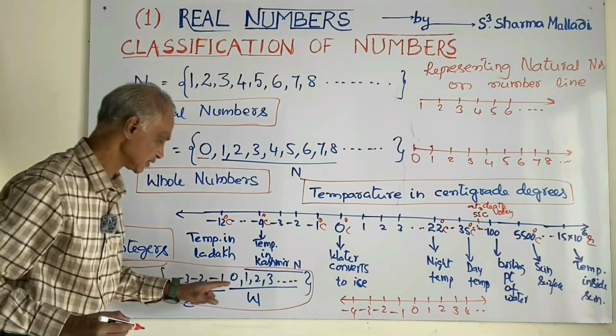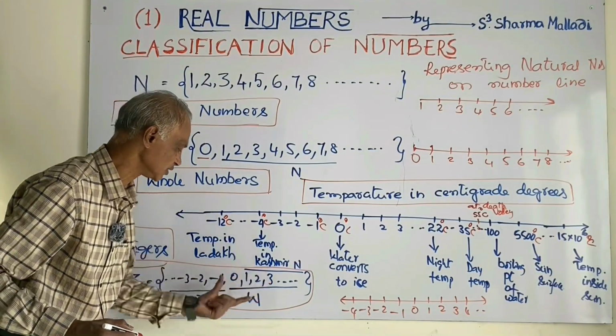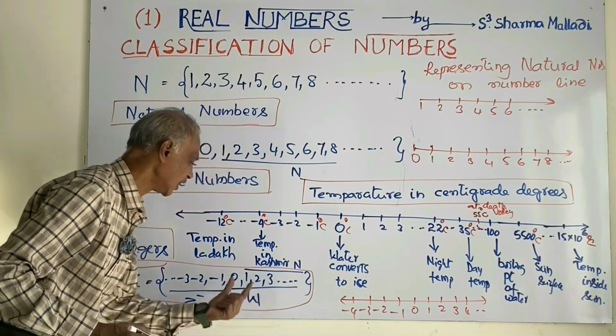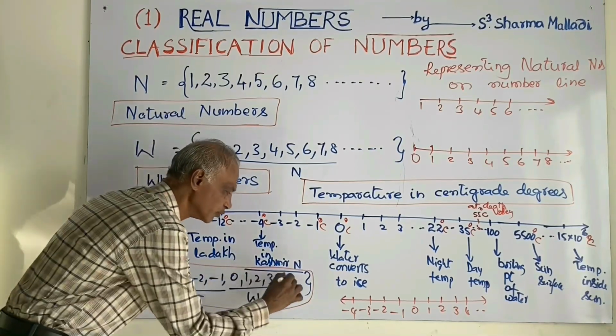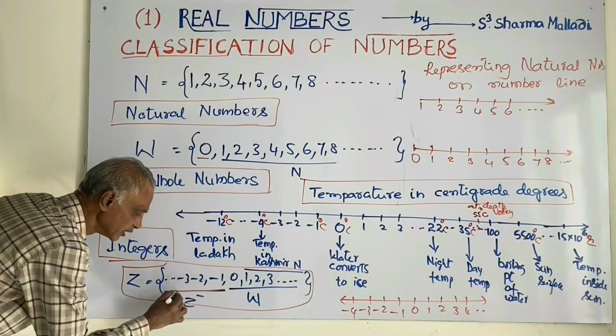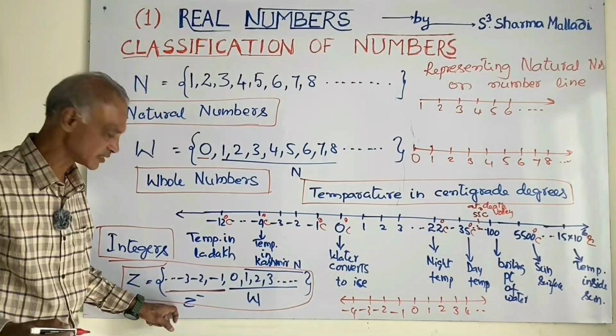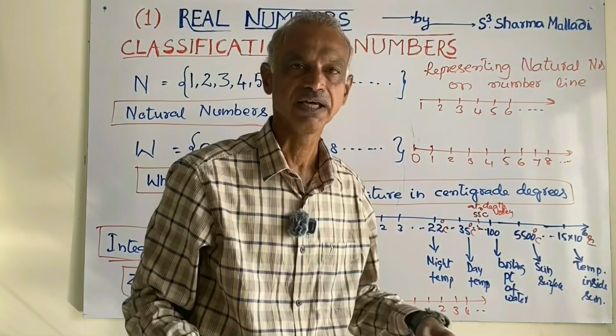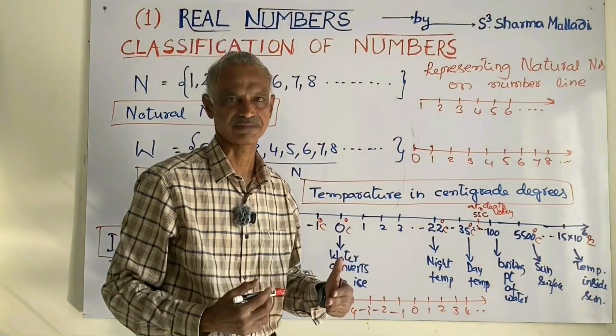See, 0, 1, 2, 3 are whole numbers. And 1, 2, 3, 4 are called natural numbers. And these are called negative integers, represented by Z minus. Next we will go to rational numbers.